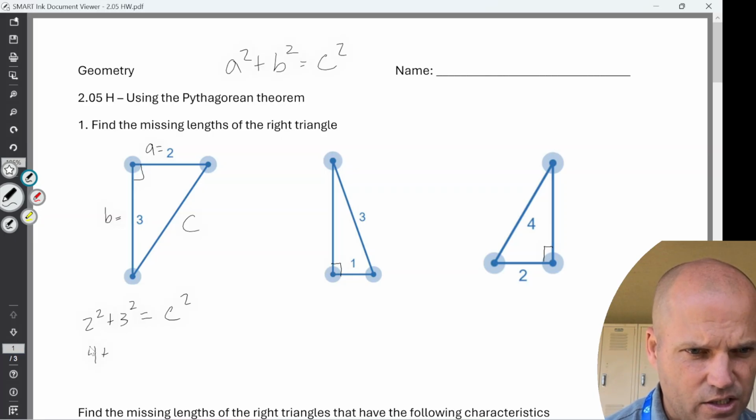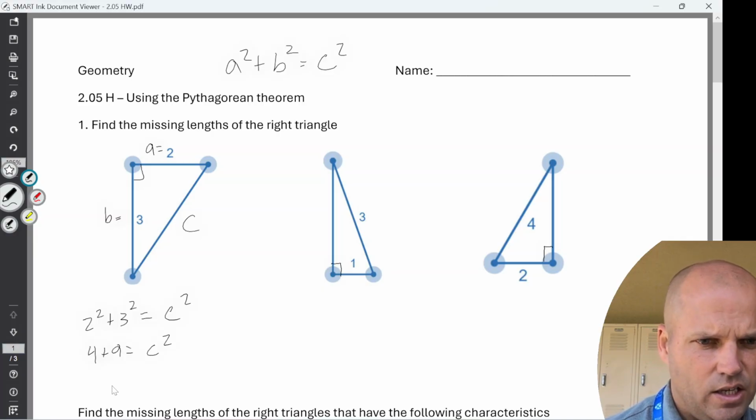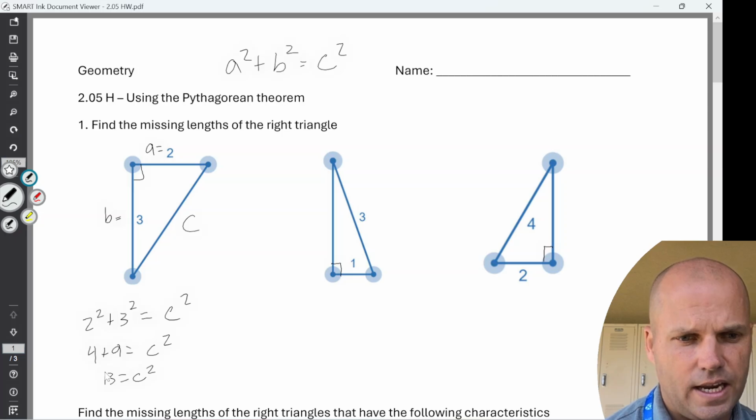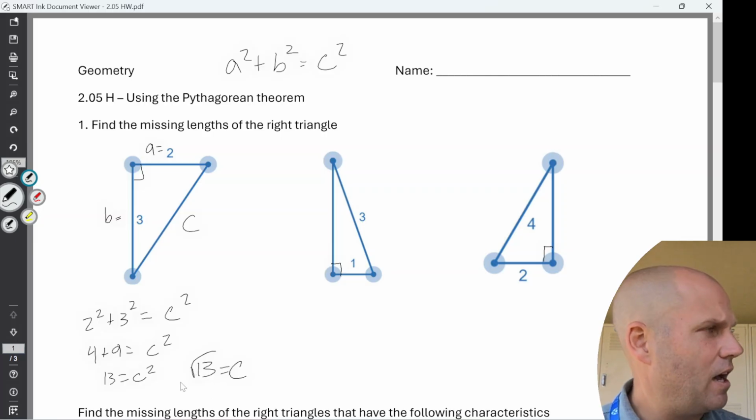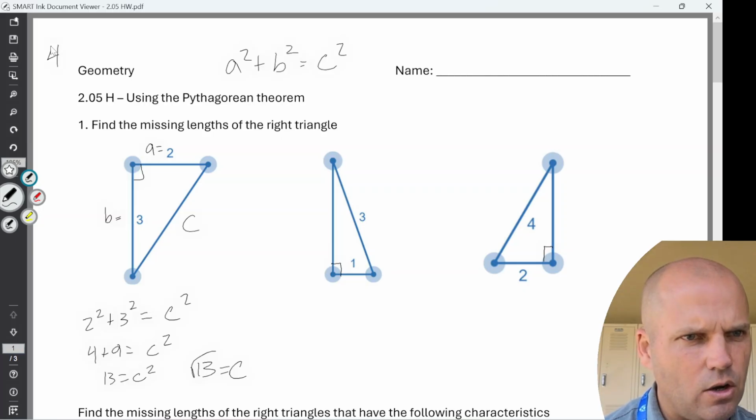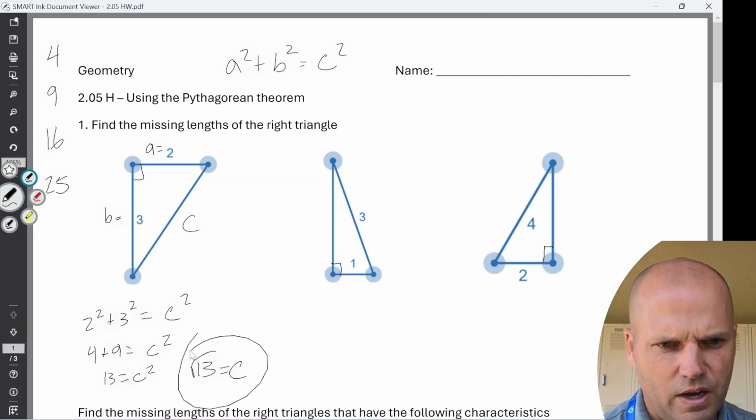We're talking about areas here. We're using areas to find a length. And we use a square root of 13. We look to simplify it. Think about large perfect squares that could divide into numbers, and I don't have any of those, so my final answer is that C is root 13.